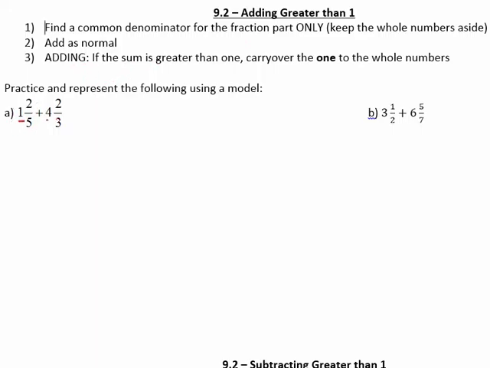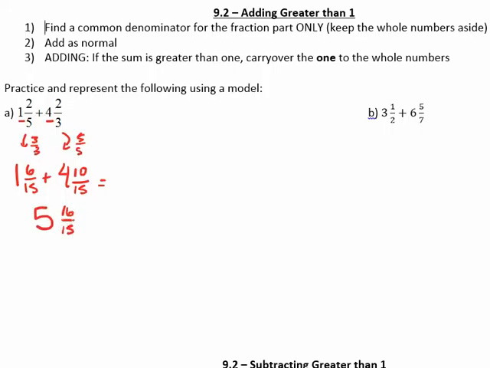So I have 2 fifths and 2 thirds. My common denominator between 5 and 3 is 15. So let's convert this by multiplying by 3 over 3. So I end up with 1 and 6 over 15 plus, and I multiply this one times 5 over 5 to get the equivalent fraction only for the fraction part, not for the whole number, and I get 10 over 15. I add these two together, I keep the whole number separate, so this is 5 and 16 over 15ths.